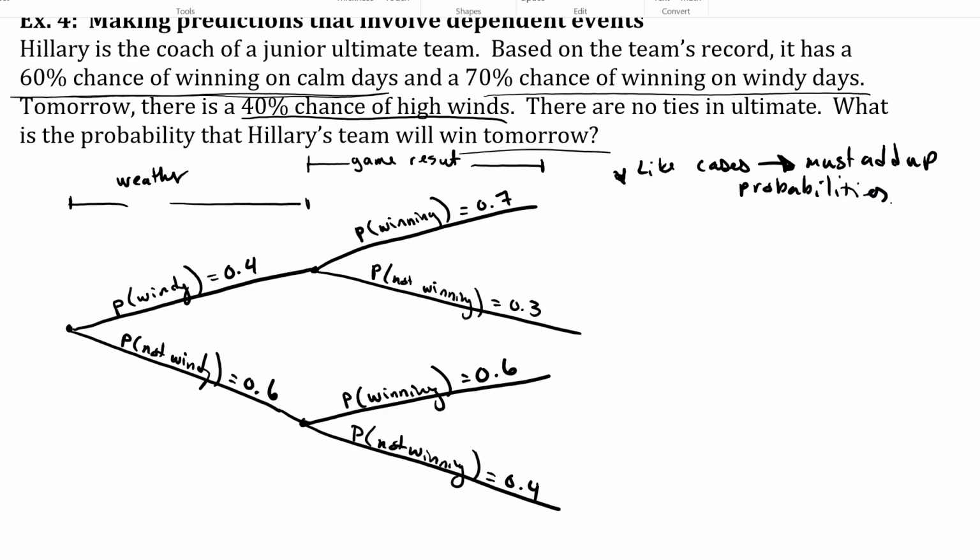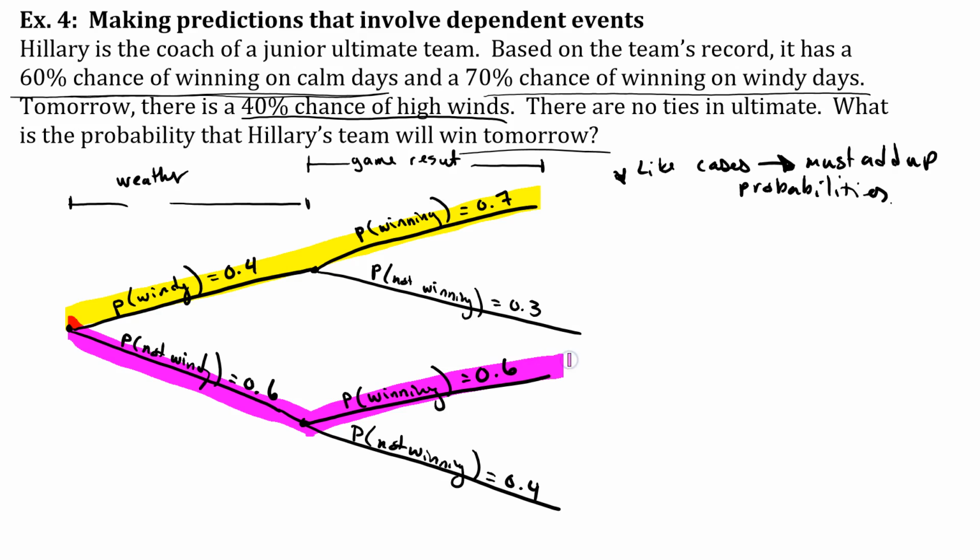Okay, so I'm just going to highlight 2 different things. So we want the two branches that are winning. So we have to calculate this one, the probability of winning, and it's windy. And we have to calculate the probability of it being calm or not windy and them winning.